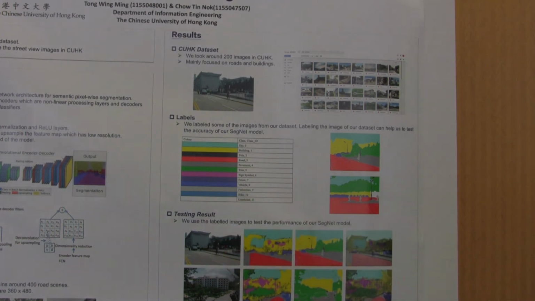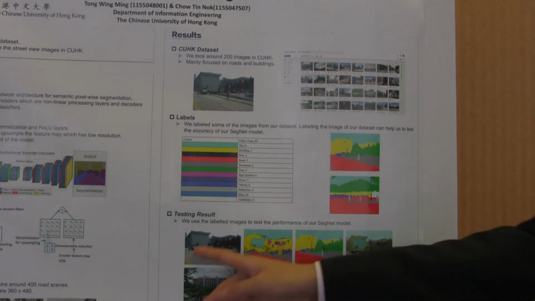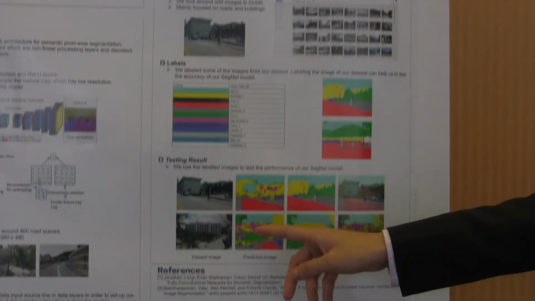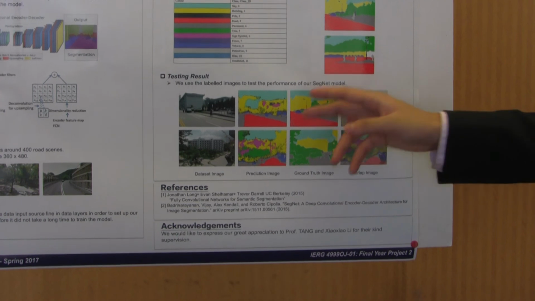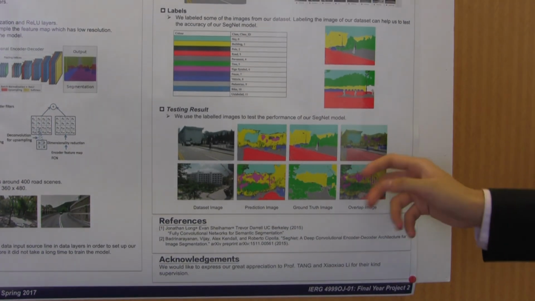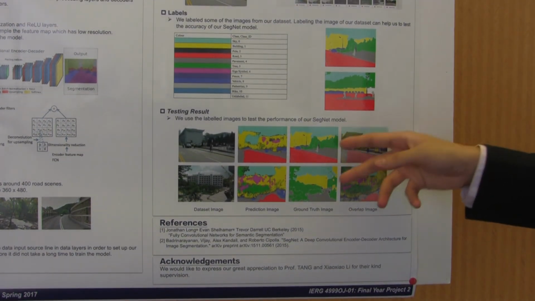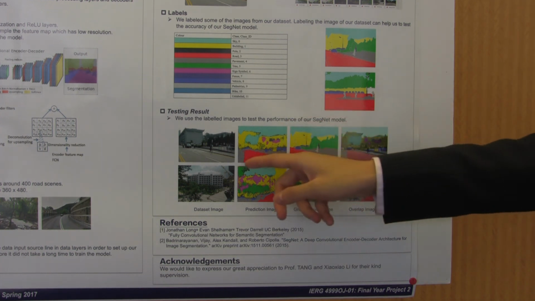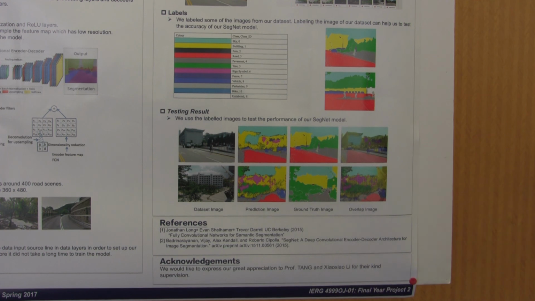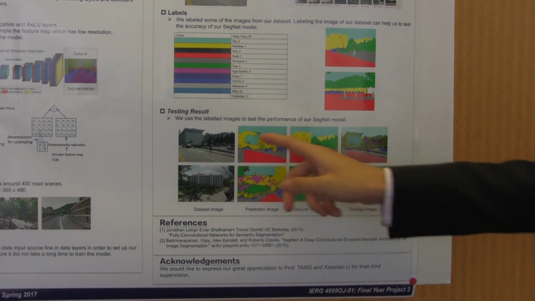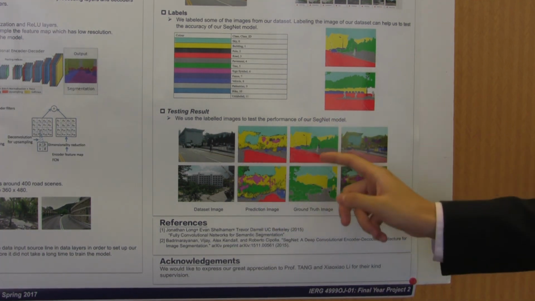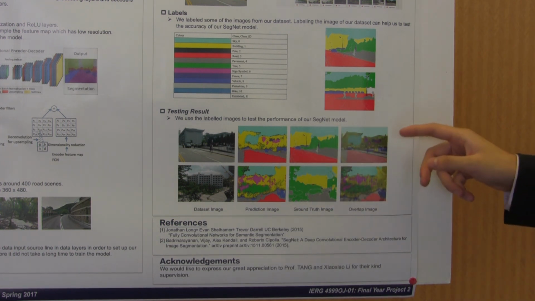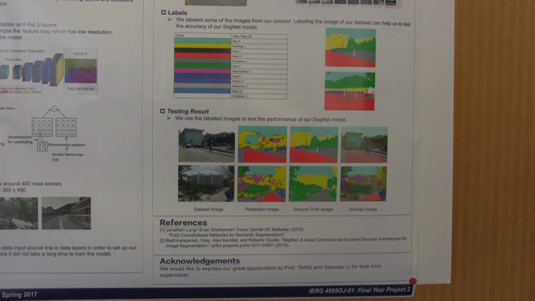And the next part is the testing result. We can see the original image here. Next to it is the prediction image. And next to the prediction image is the ground truth image, which is labeled by us. We can see the prediction image here compared to the ground truth image. We can see most of the classes can be recognized, but some may have some errors. And here is the overlapping image of the prediction image and the original image.